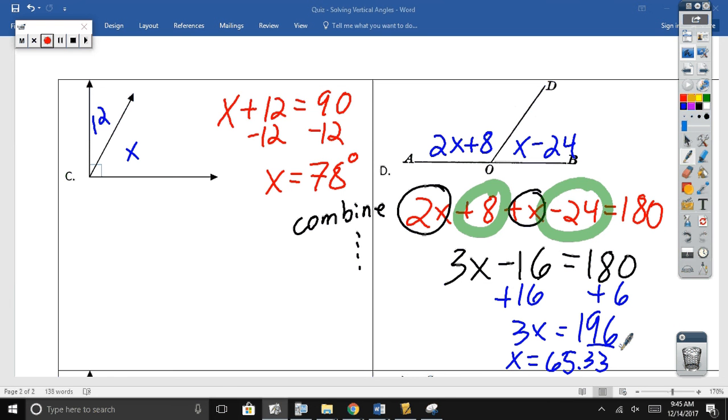65.33 repeating. That's okay. You can leave that as a decimal. Put it there. Please, whenever you have that, do not round it to a whole number. Just put at least 2 decimals. At least 2. That's always good practice.